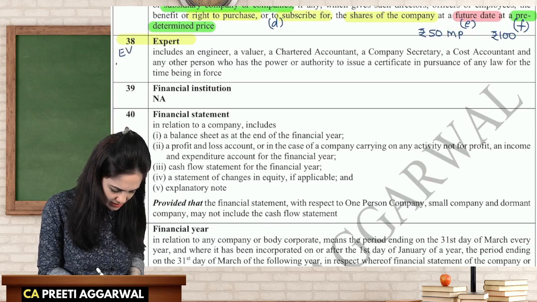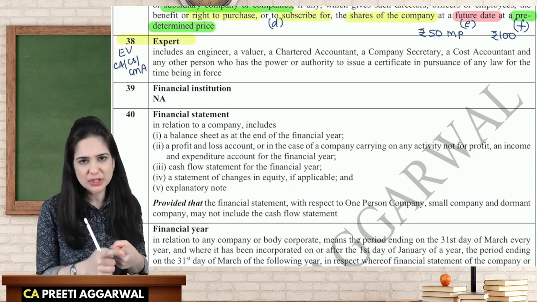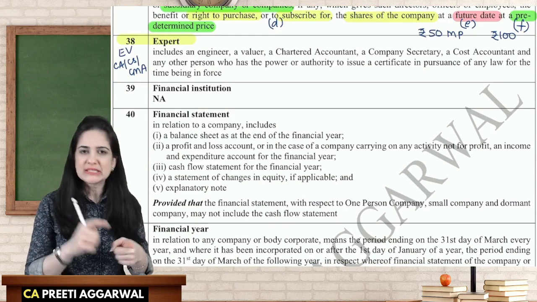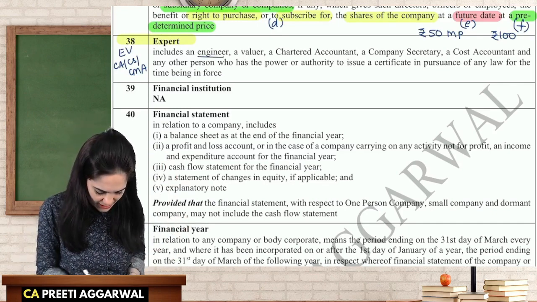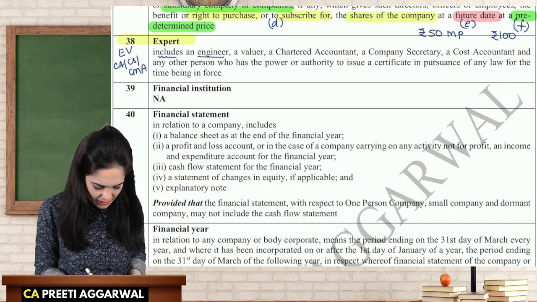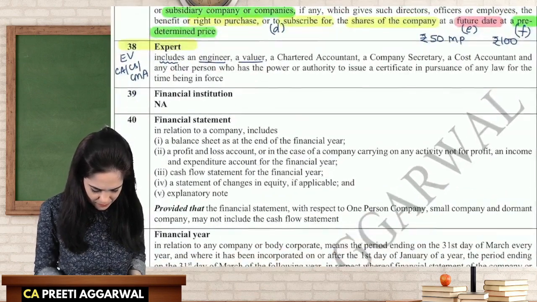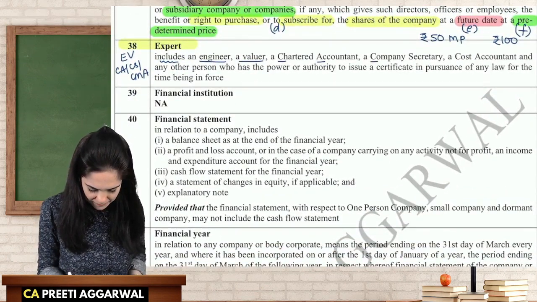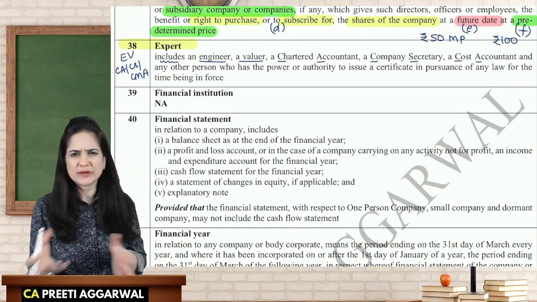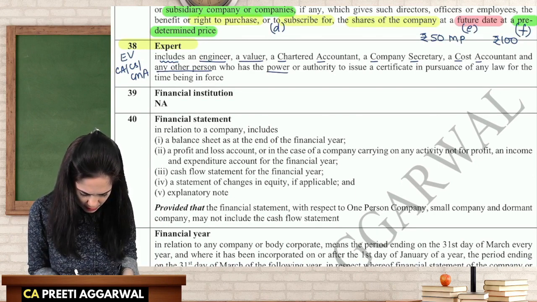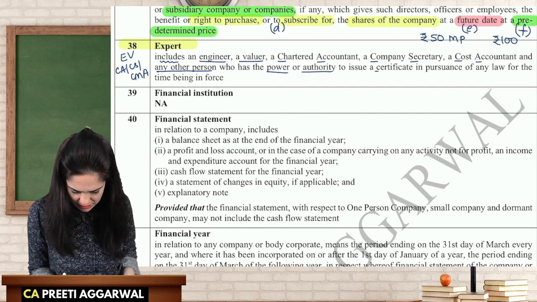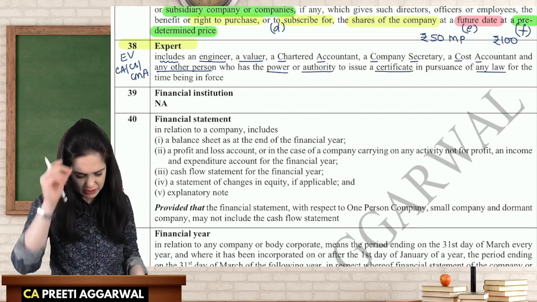E, V, CA, CS, CMA. E is for engineer, V is for valuer, CA, CS, CMA. Okay, easy to remember. So it includes an engineer. It's an inclusive definition. It includes engineer, valuer, chartered accountant, company secretary, cost and management accountant, CMA. But it also includes any other person who has the power or authority to issue a certificate in pursuance of any law for the time being in force.